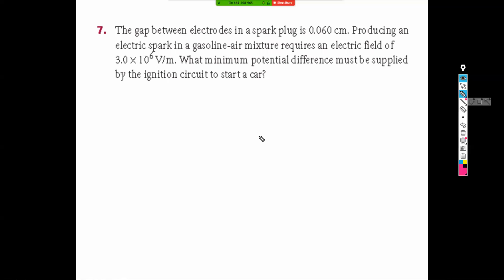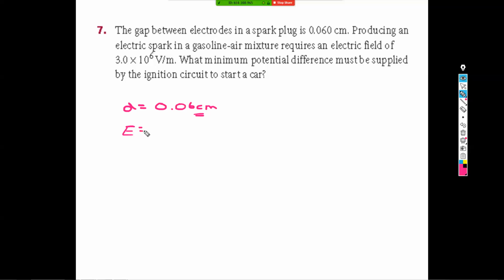If the gap is too big, the potential energy is dropped way down and your electric field strength is way down. If it's too close, then you're getting too early of a spark. So the gap between the electrodes in a spark plug, in this specific case, is going to be 0.06 centimeters. You've got to make sure that's in meters.